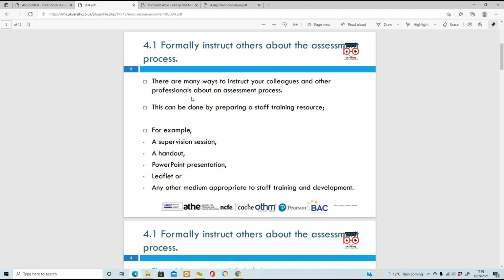So there's a lot of different ways that you can actually let your colleagues know about the assessment processes. You can do this through staff training resources, like you can supervise them, create handouts, make a PowerPoint presentation, have a leaflet, do a weekly meeting, do appraisal. So there's so many different ways that you can let your staff and your colleagues that you work with know about the different assessment processes and also to update them on those processes.